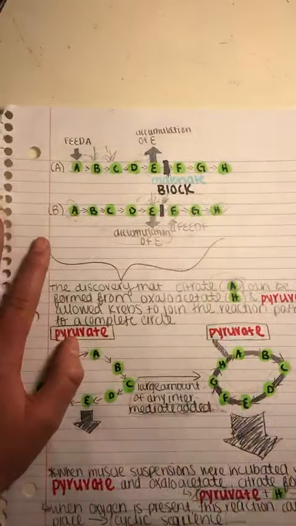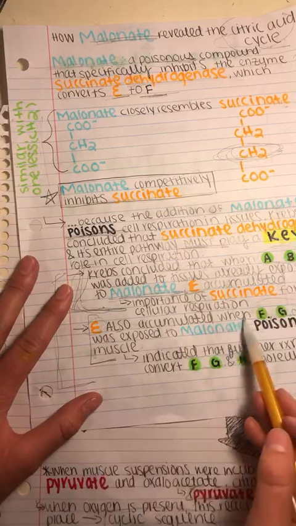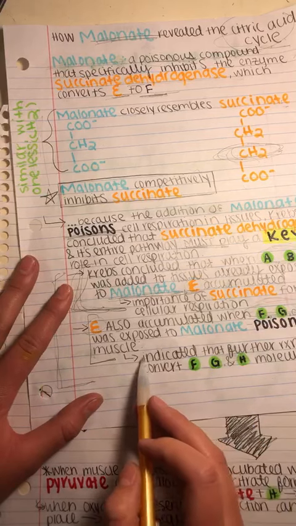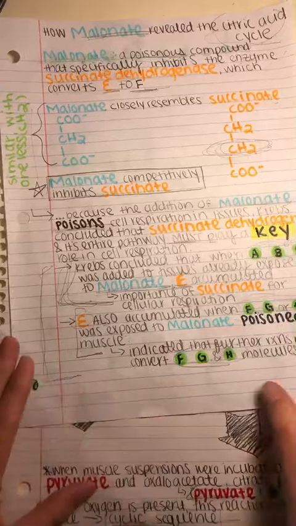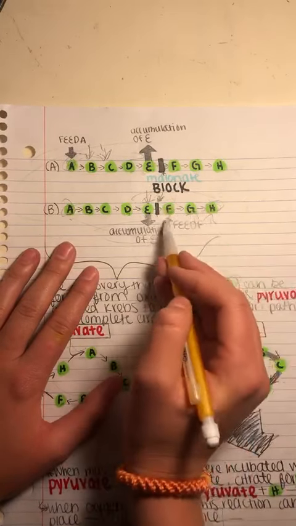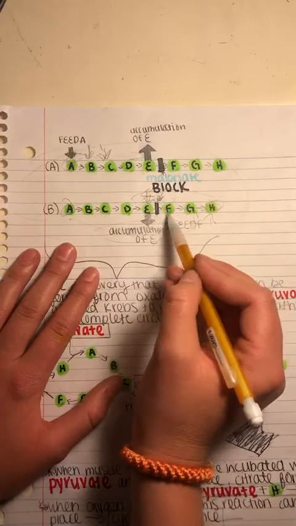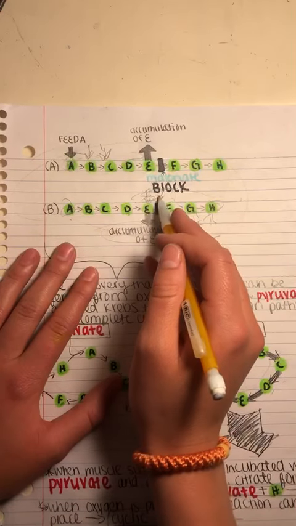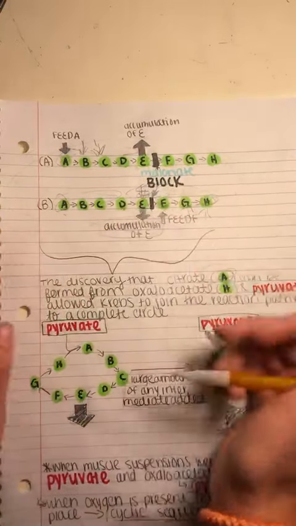after. In his second experiment, he sees that E also accumulates when F, G, or H is exposed to malonate-poisoned muscle. So this indicates that further reactions must have converted F, G, and H molecules to E. He feeds F, could have fed G or H too, and then E accumulates. So he figures there have to be some reactions that are converting it back, but whether the intermediate added is on this side or this side doesn't matter, is basically the takeaway.